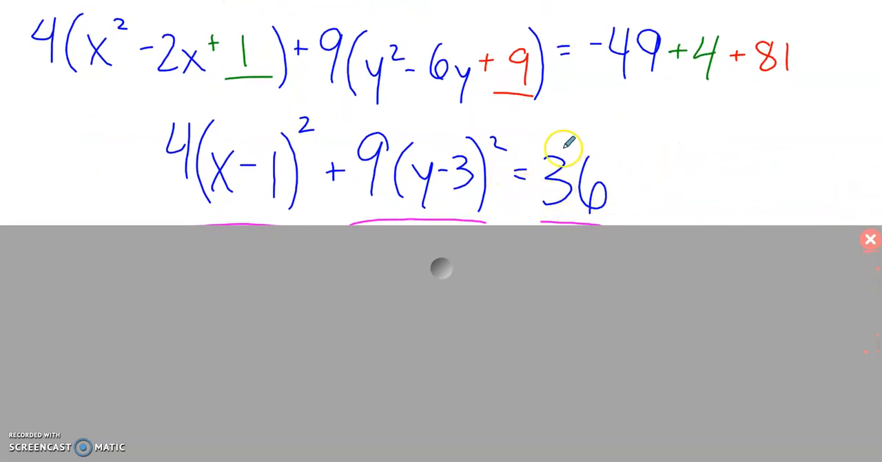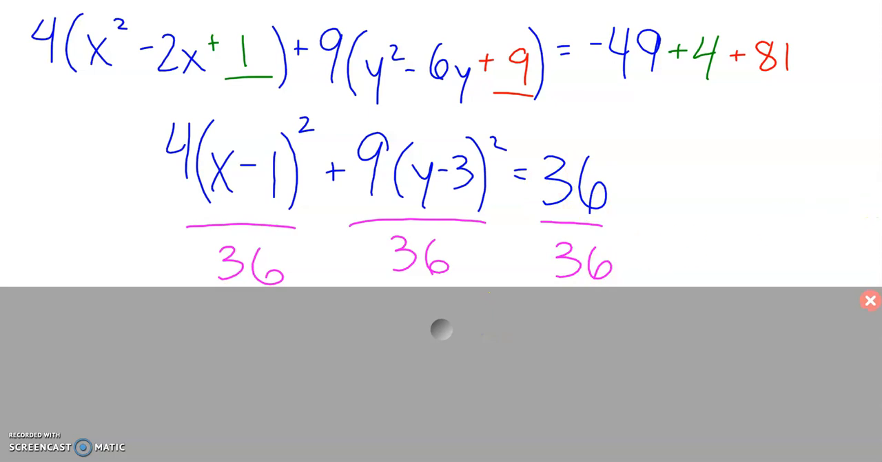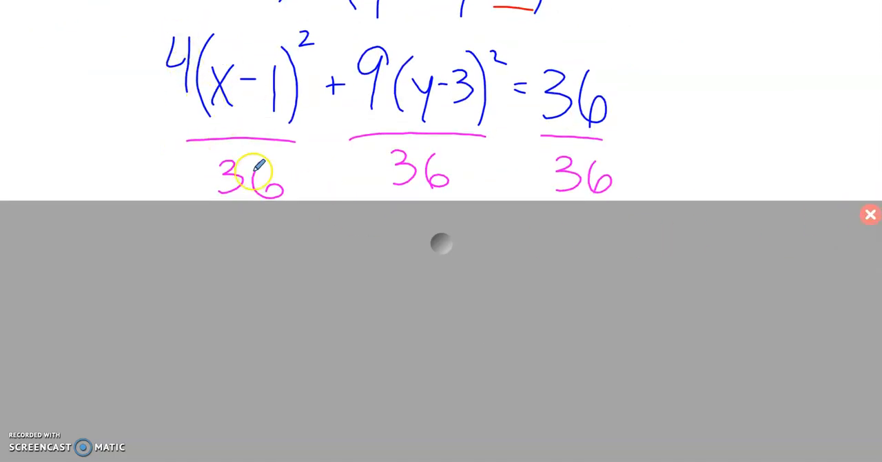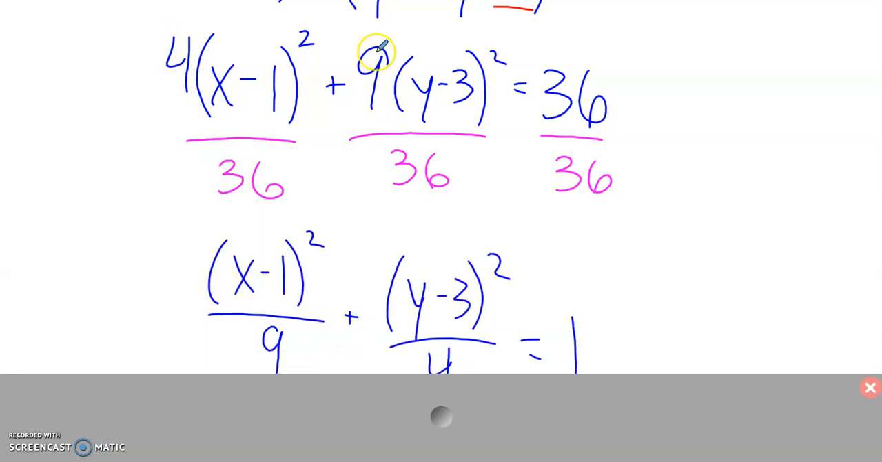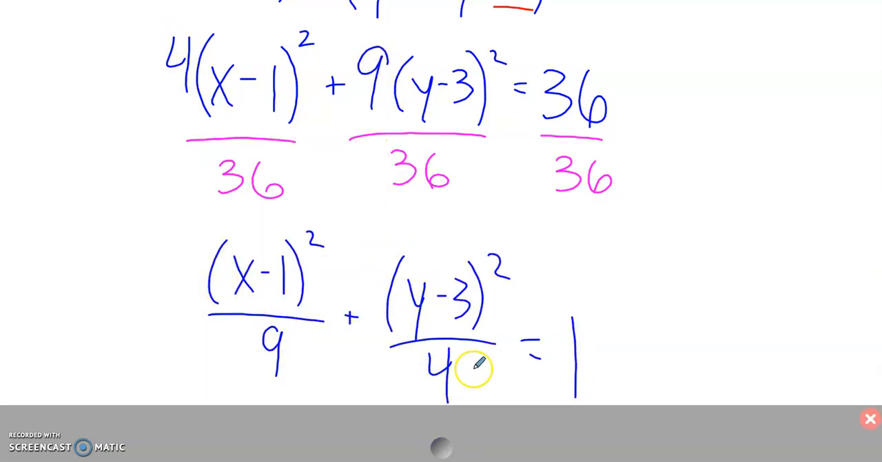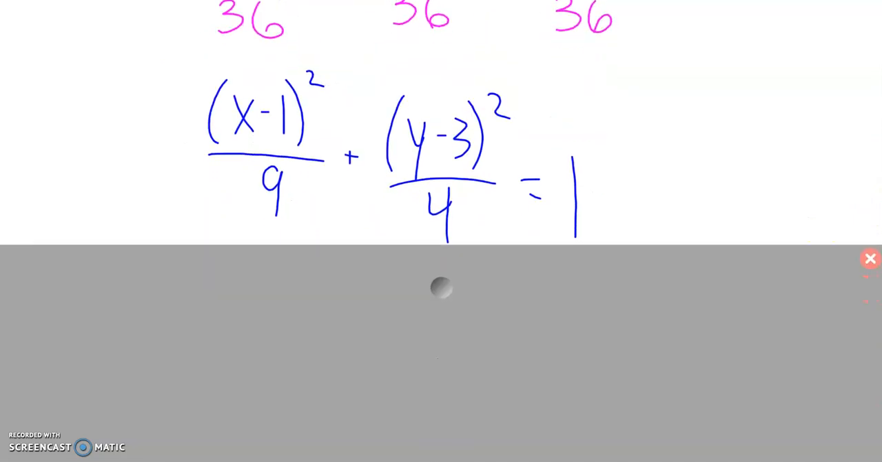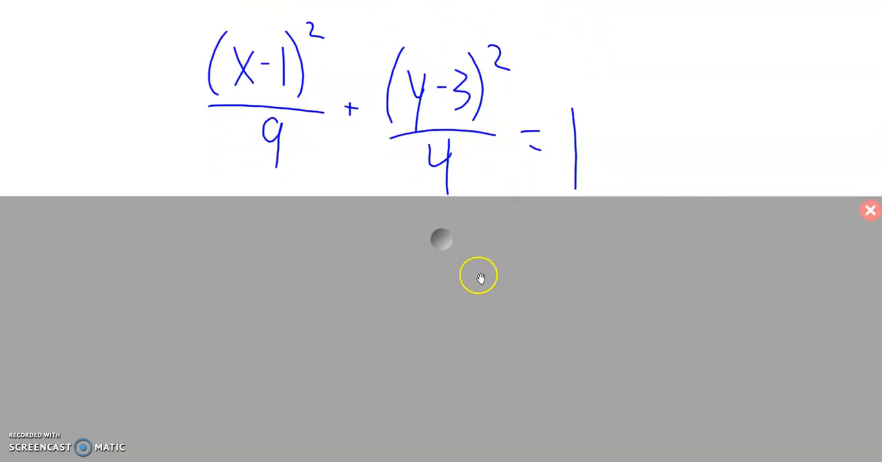And now, to get into standard form for an ellipse, I want a 1 here. And the way I'm going to get that is I'm just going to divide everything by 36. So when I divide everything by 36, I simplify this fraction. 4/36 becomes 1/9, and 9/36 becomes 1/4. And now my equation here for the ellipse is in standard form.